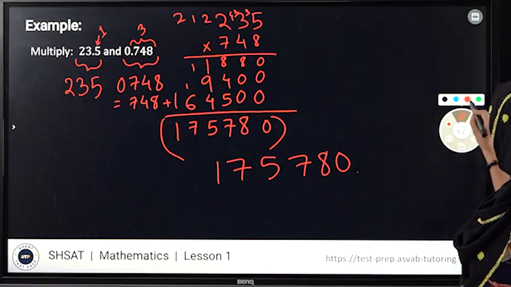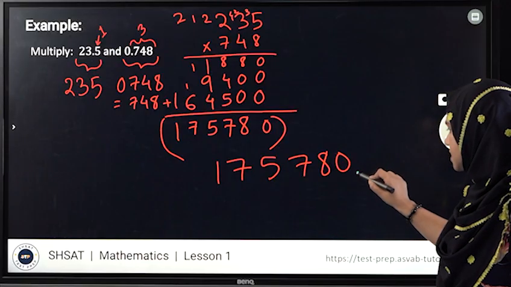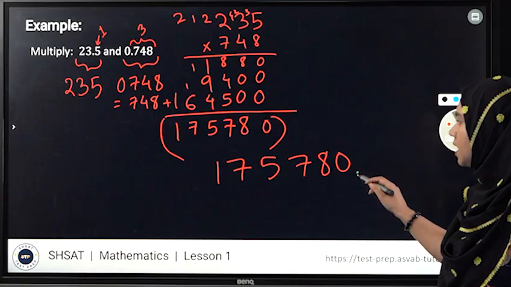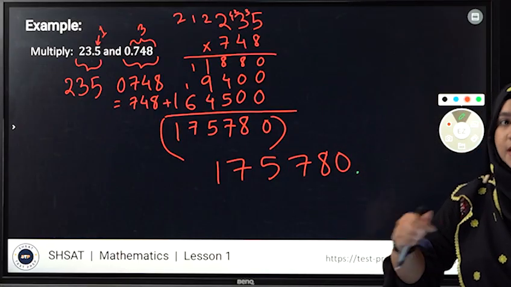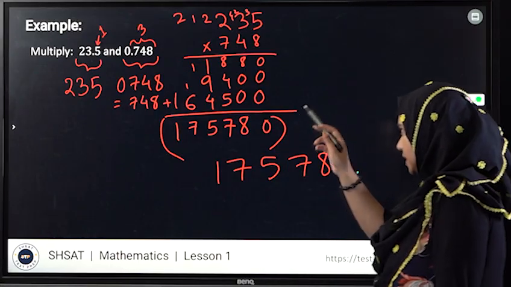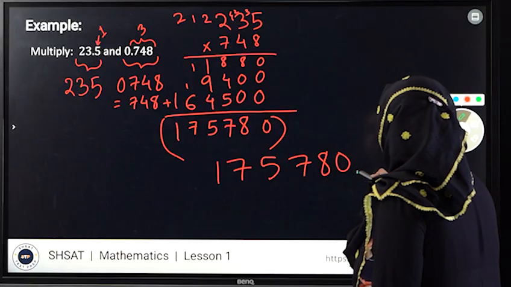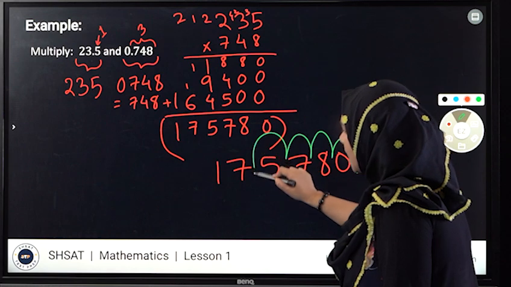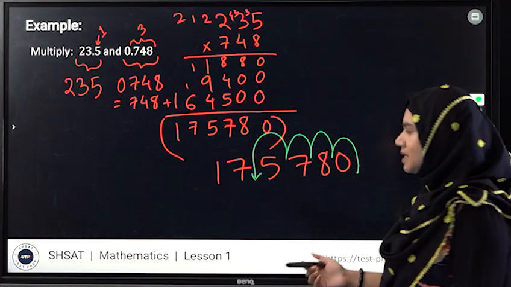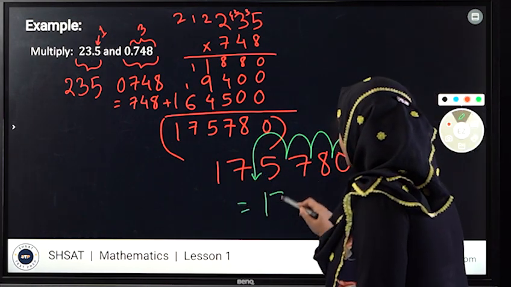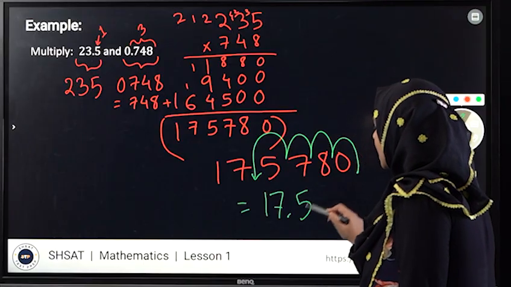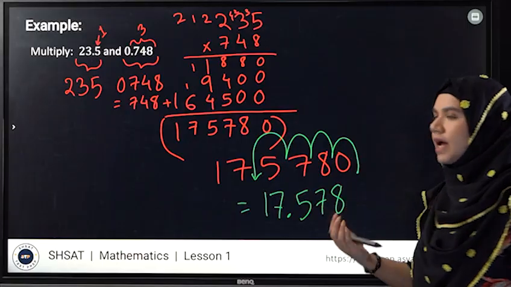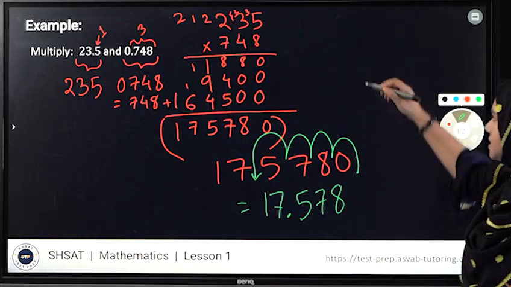right here. Let me just change my color so that it's easier for you to understand. So let me just think that there's an invisible decimal right here. And because we have 4 numbers right next to both of these decimals, what we're going to do is we're going to go 4 units up front, okay? Quite easy. So that gives me 17.578.